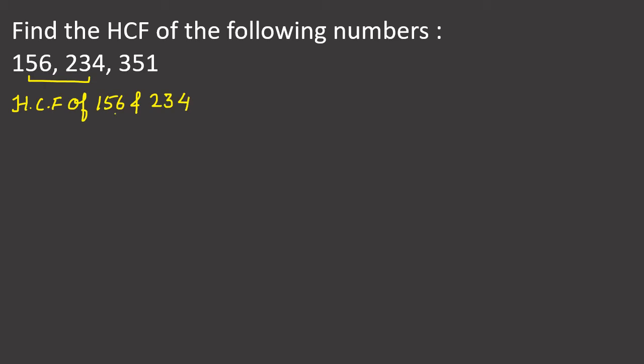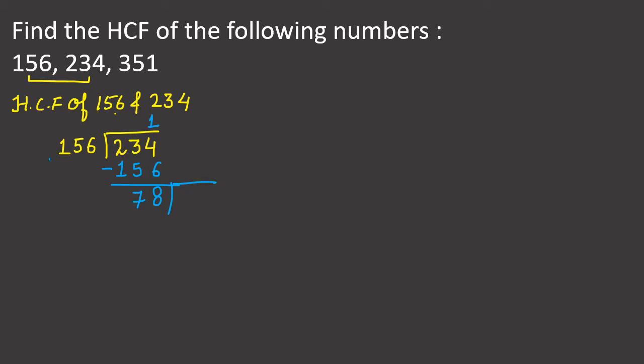156 is smaller than 234. So, we will write 156 as divisor and 234 will be the dividend. Now, divide 234 by 156. It will be 156 ones are 156. Subtract them. You will get 8 and 7 here. So 78 is the remainder. It will be the next divisor.